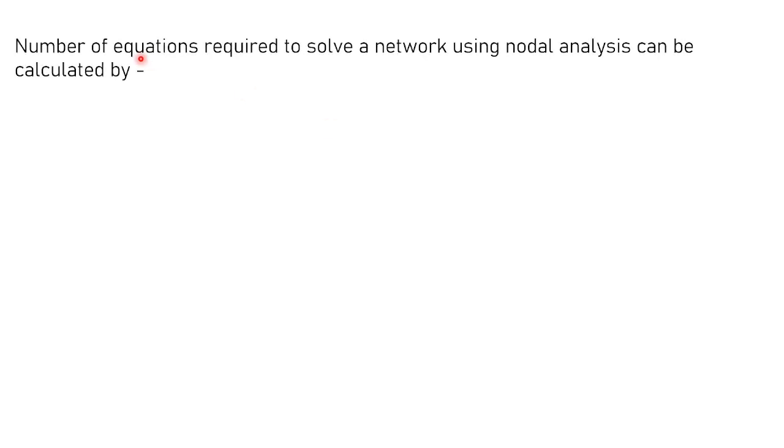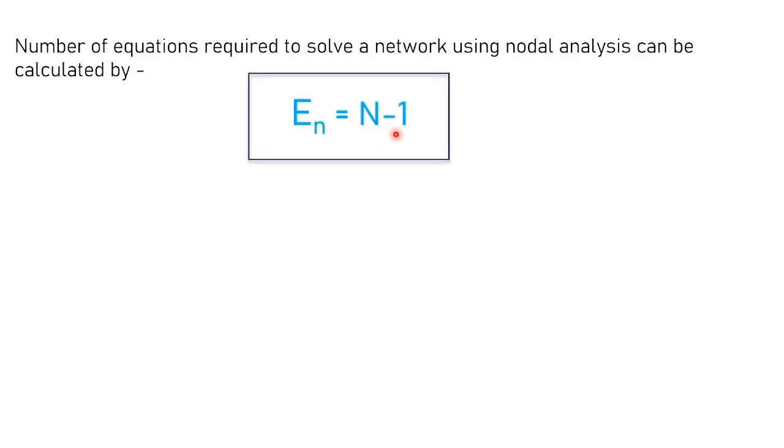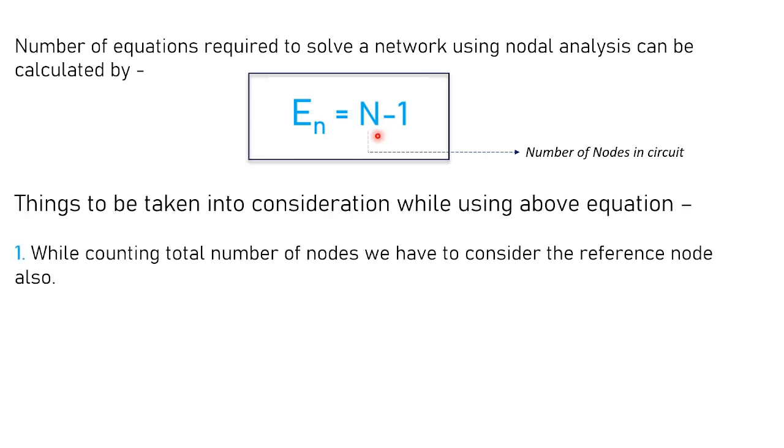Now the number of equations required to solve a network using nodal analysis can be calculated by E equals n minus 1. Now, what is n here? N is basically the number of nodes in any given circuit. While writing the value of n, you should consider the following things. While counting the total number of nodes, we have to consider the reference node as well. As you know, there are essential nodes and then there is a reference node as well. So if you're counting the value of n, count all the essential nodes and also count the reference node.